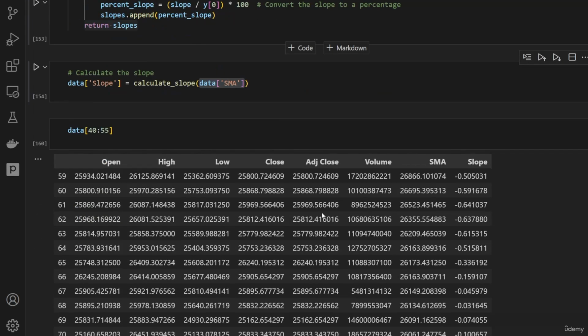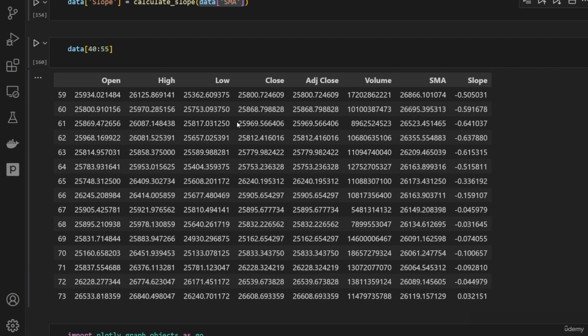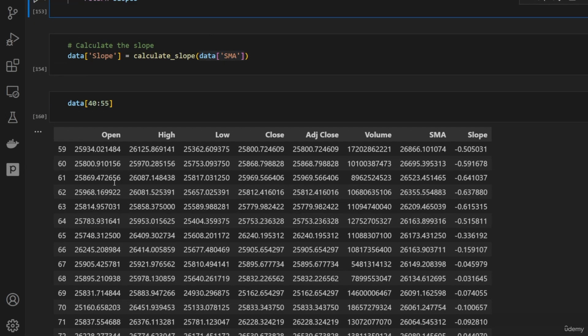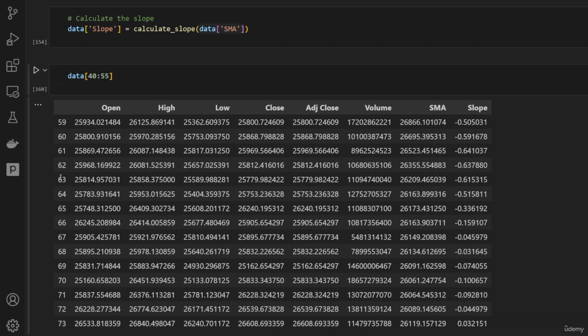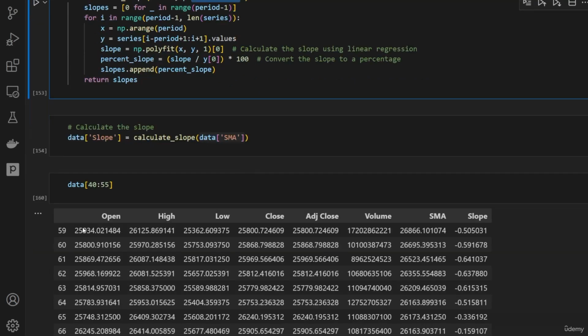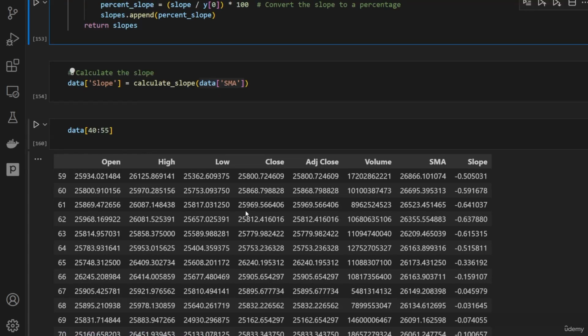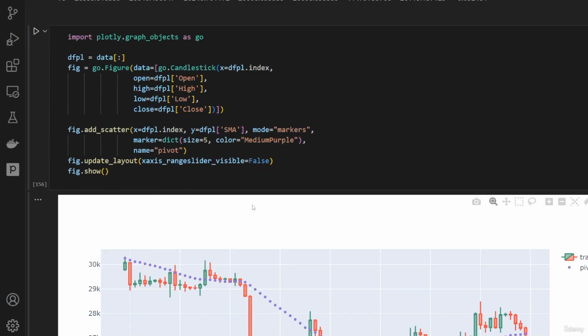And now our data frame would look like this. We have the open, high, low, closing price, the adjusted closed price, volume, the SMA, and then the slopes of the SMA for each of these candles over the window of 5 candles. Notice also the index, which is an integer now. So we dropped the datetime format for the integer at the beginning. Now we can proceed and plot this.